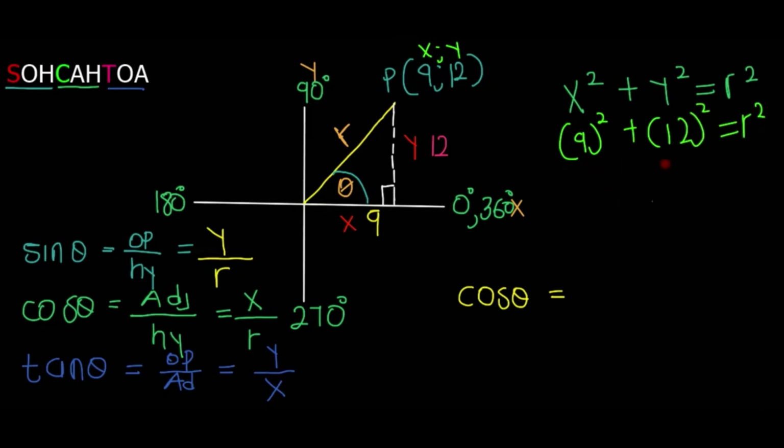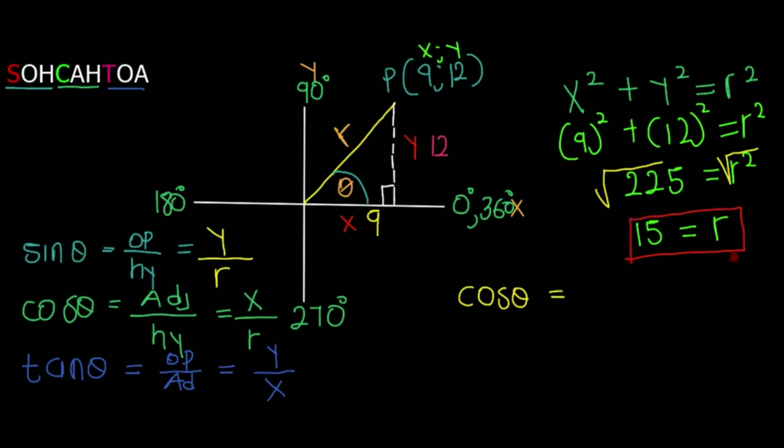So 9 squared plus 12 squared gives us 225, and then now we are looking for r, not r squared, so we will take the square root of both sides, and then the square root of 225 is 15, so r is 15. But remember any number with a square root is plus or minus, but because the value we are looking for, r, will be positive, the value of r is always positive, so now we know this side is 15.